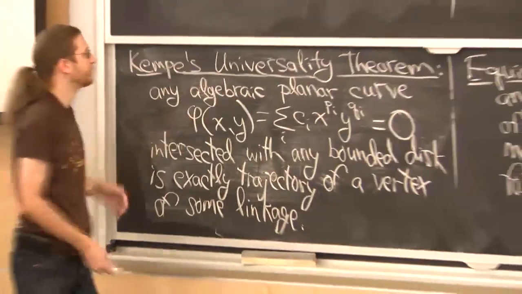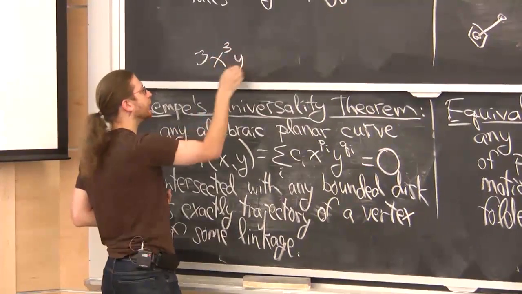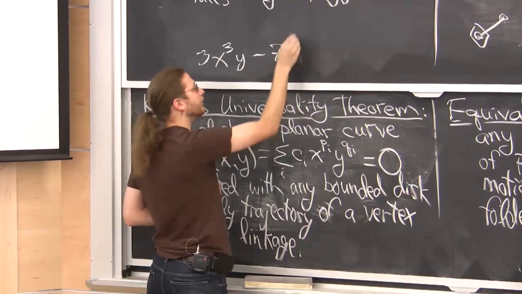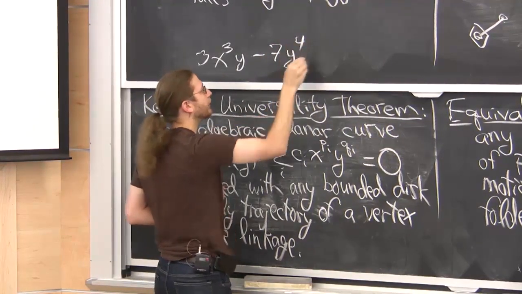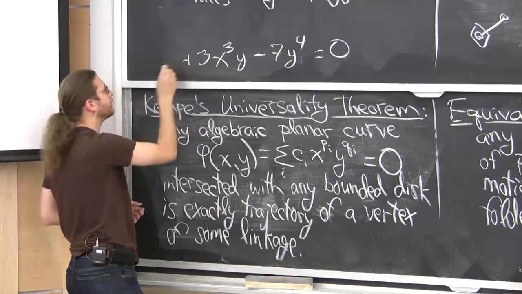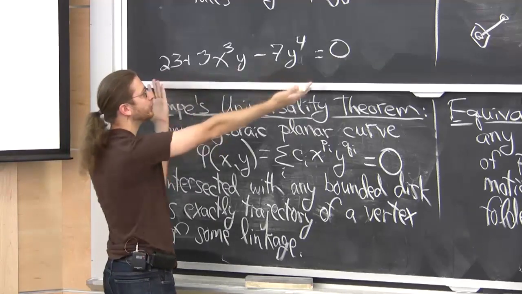What is this notation? All I mean is just something like 3x cubed times y minus 7y to the 4th power equals 0. You can also add 23 to it, whatever. So you have some equation. This is an equation on points.